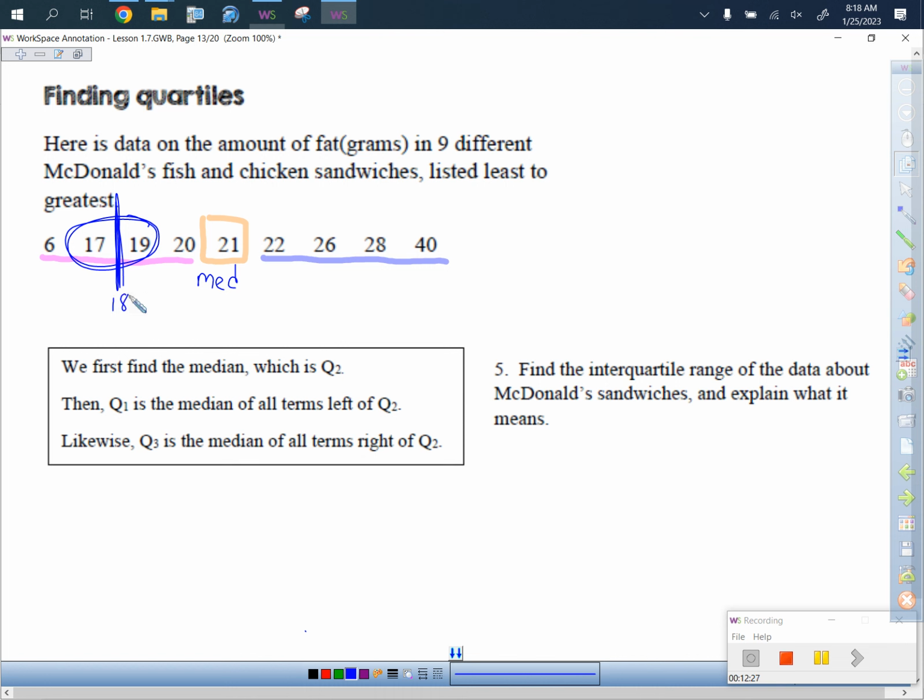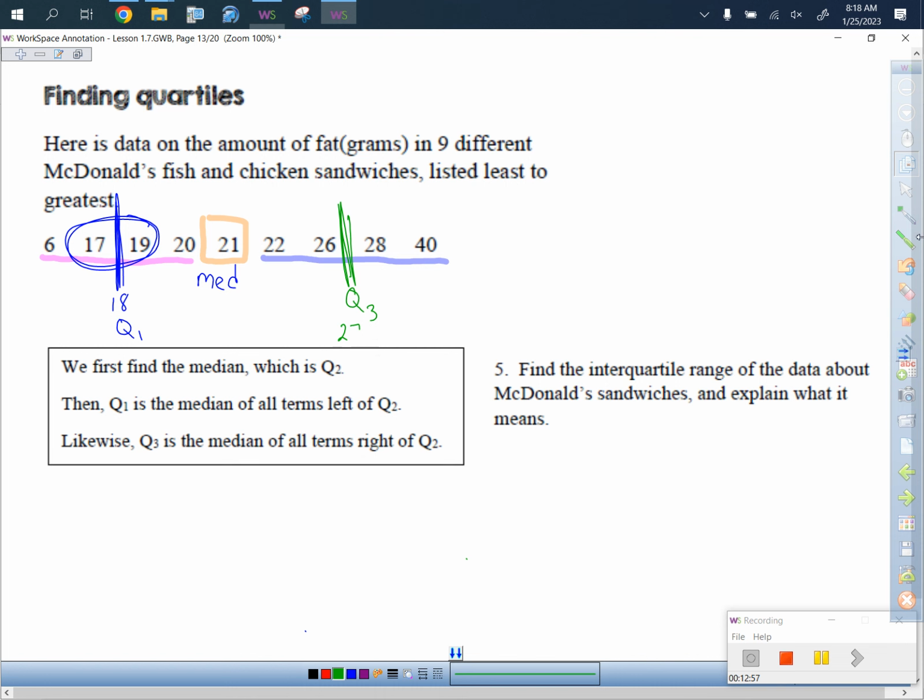Using 18, right between 17 and 19, you know what I mean? So put a Q1. Guess what Q1 stands for? First quartile. Quartile 1, first quartile, however you want to say it. So the third quartile would be right here. Isn't there 4 terms on the right side here? The third quartile is right there, and it would be how much? What's 26 plus 28 divided by 2? What would that give you? 27?